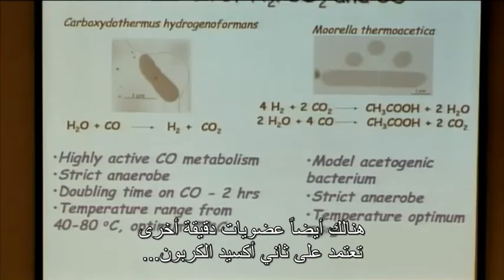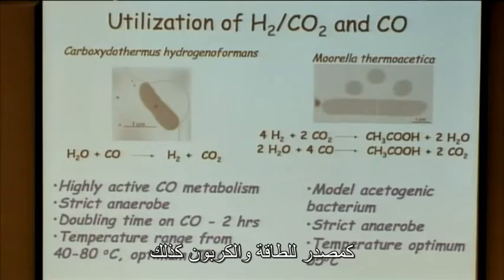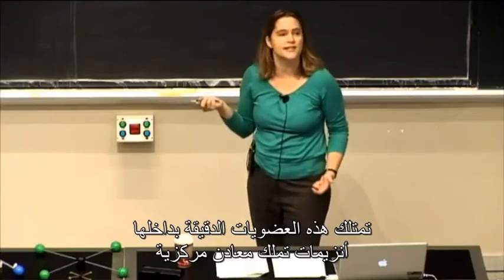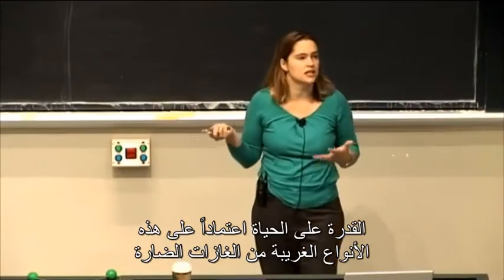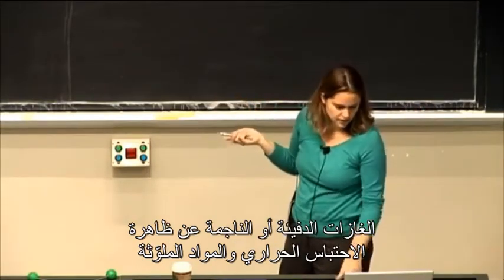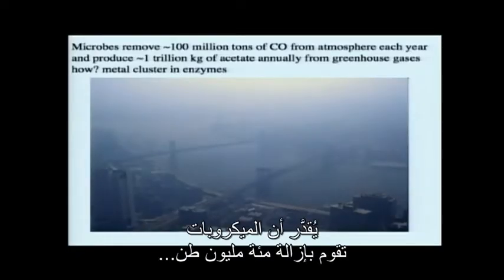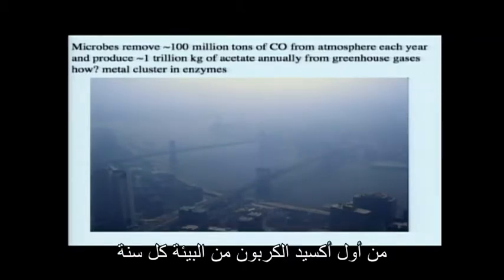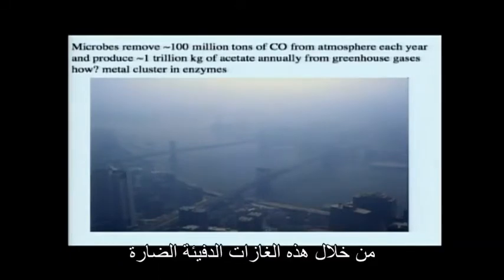There are also microorganisms that live on carbon dioxide as their energy and carbon source. And so these organisms have enzymes in them that have metal centers, and those metal centers are responsible for the ability of these organisms to live on these kind of bizarre greenhouse gases and pollutants. So people would like to understand how this works. Microbes have been estimated to remove 100 million tons of carbon monoxide from the environment every year, producing about 1 trillion kilograms of acetate from these greenhouse gases.